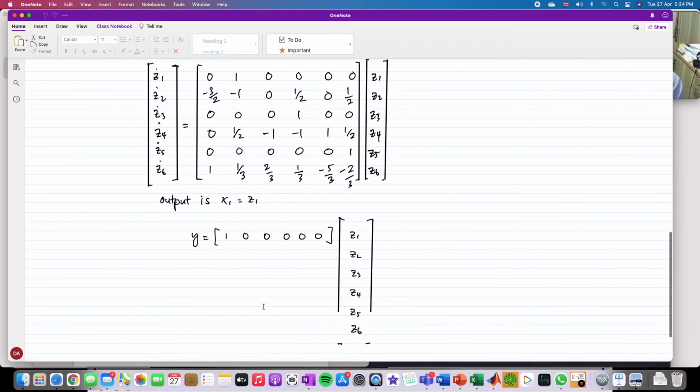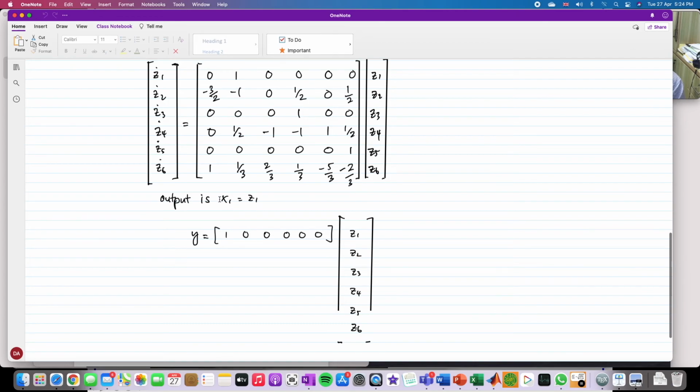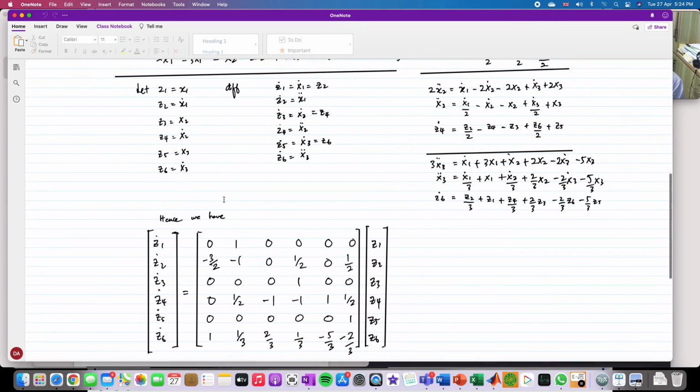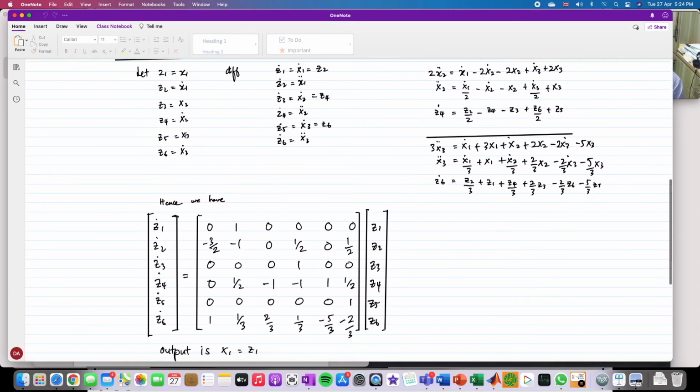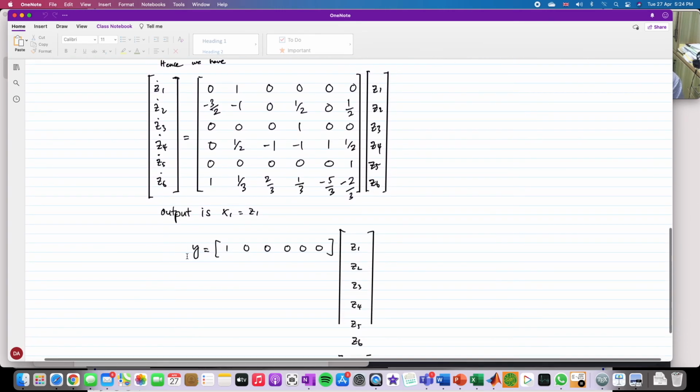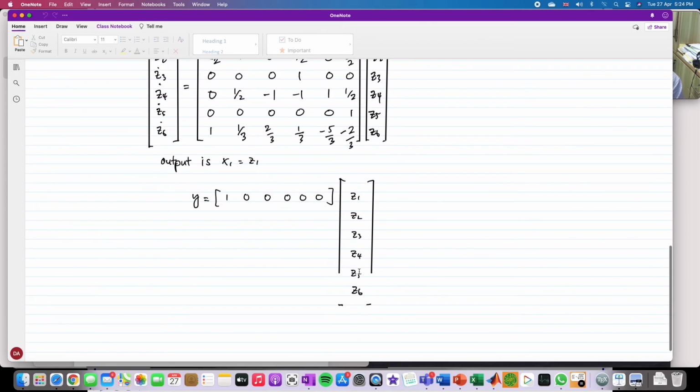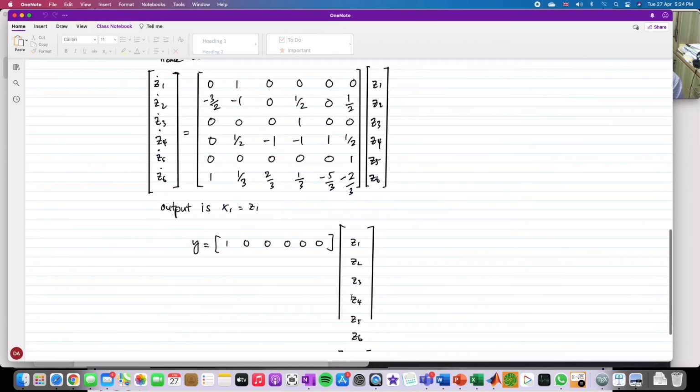Right, and then we want to find the output. Since our output from the question is x1, so x1 is basically from our equation that we defined here, x1 is z1, therefore we can have y equals, okay, this is z1, 2, 3, 4, 5, 6, so here is 1. So z1, z2, z3, z4, z5, z6. Okay, this is our equation.